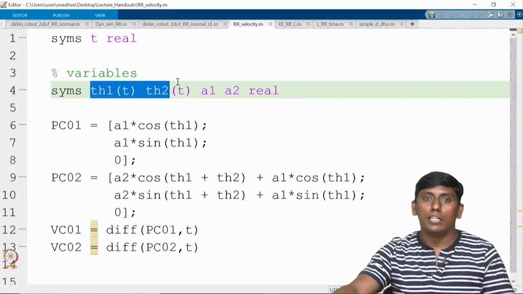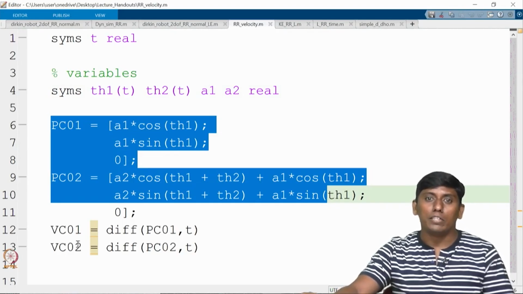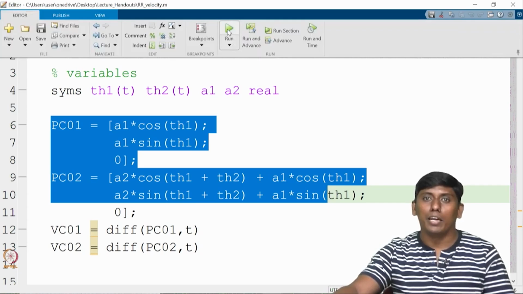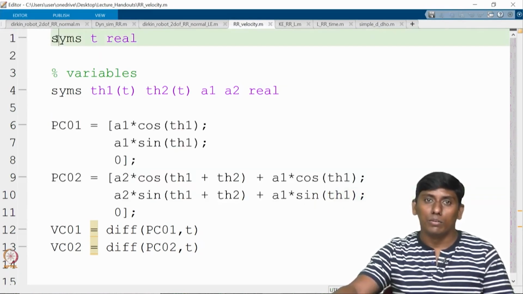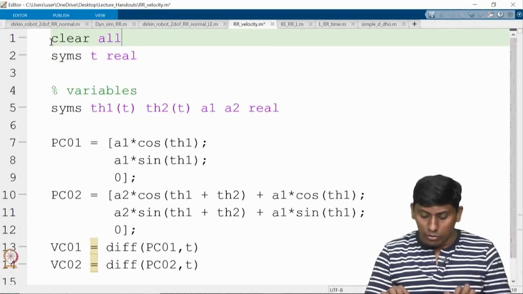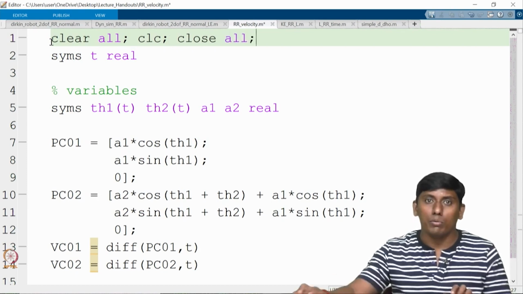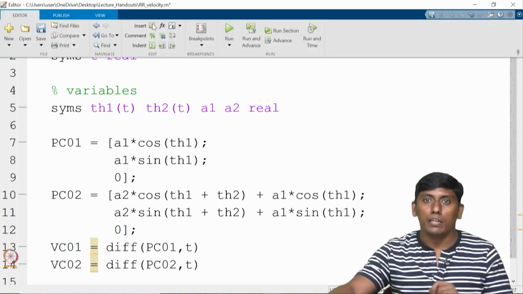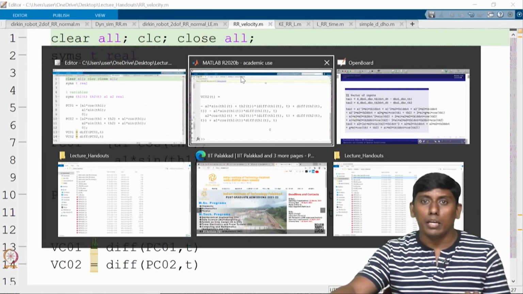I have assumed that theta 1 and theta 2 are time dependent, so I have given PC1 and PC2. Now I differentiate with respect to time. If I run this, you can see why I am doing it here. I'll add one more command for your benefit: clear all and close all. Anyhow, close all is not required here because there is no figure window. So now I just run this code. There was no error.